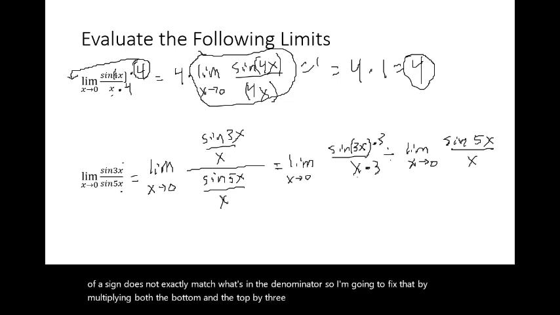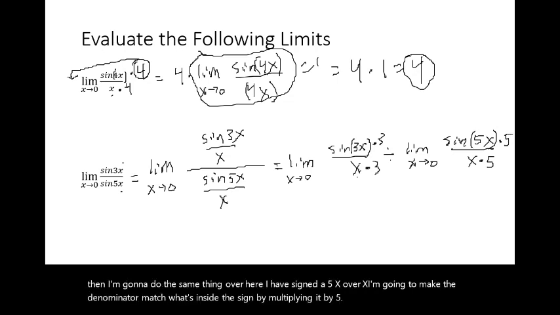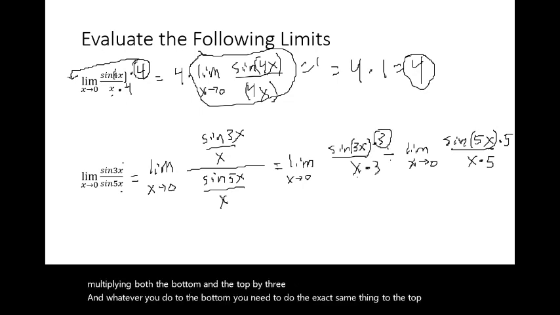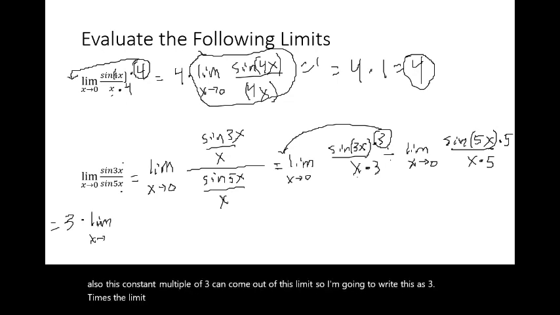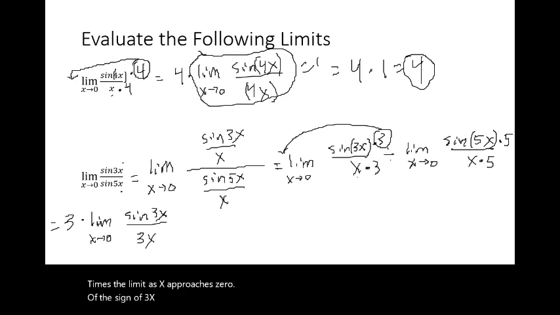Then I'm going to do the same thing over here. I have sine of 5x over x. I'm going to make the denominator match what's inside the sine by multiplying it by 5. And whatever you do to the bottom, you need to do the exact same thing to the top. Also, this constant multiple of 3 can come out of this limit, so I'm going to write this as 3 times the limit as x approaches 0 of the sine of 3x all over 3x.